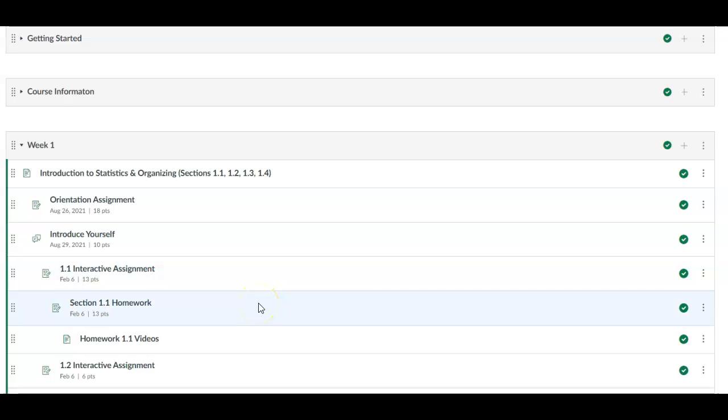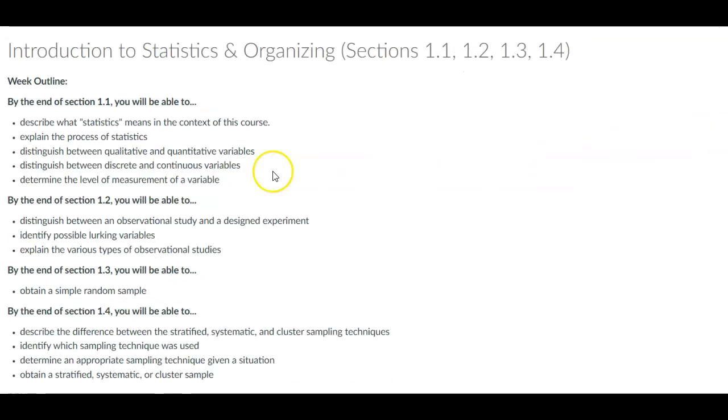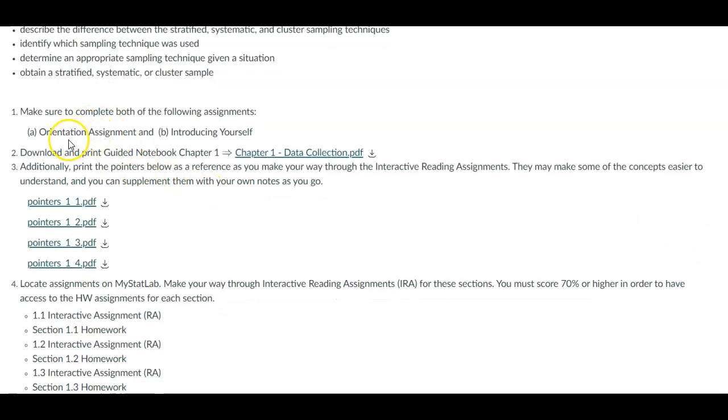In this video I'll be talking about how to use the guided notebook to help you be successful in this course. At the beginning of each week, you're going to have an outline. If I click on, let's say, week 1, Introduction to Statistics and Organizing, these are the 4 sections that we'll be covering. The outline talks about what's going to be covered, and below that are certain things you need to complete.